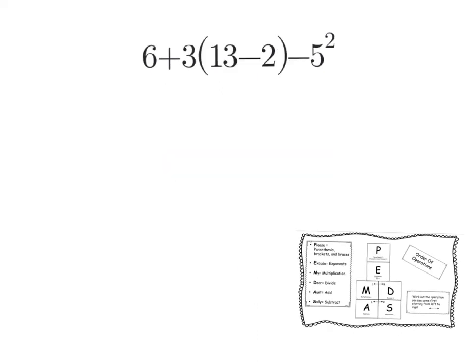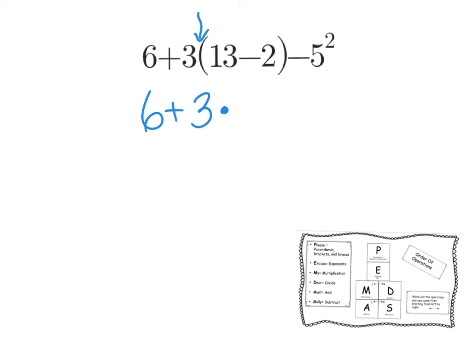All right, 6 plus 3 times 13 minus 2 minus 5 to the second power. Our job first is to do those parentheses. So I'm going to put 6 plus 3. Now when there's not a sign between the number and the parentheses, that tells us we will be doing multiplication. That's the operation. So when I solve what's in the parentheses, I need to put my multiplication symbol, either a dot or an X, so that I don't get confused.